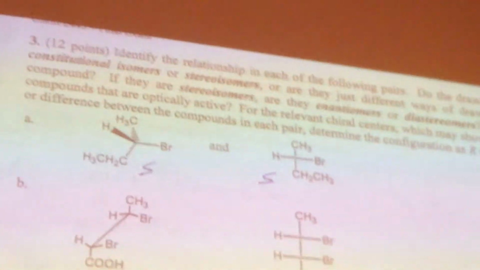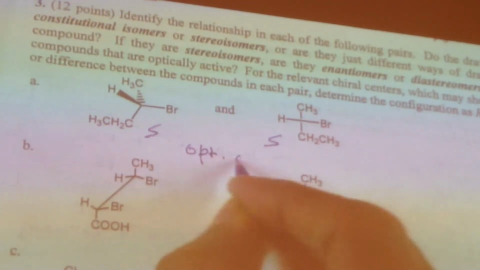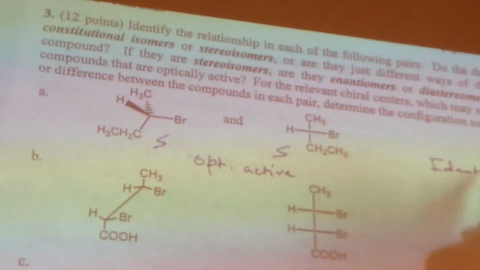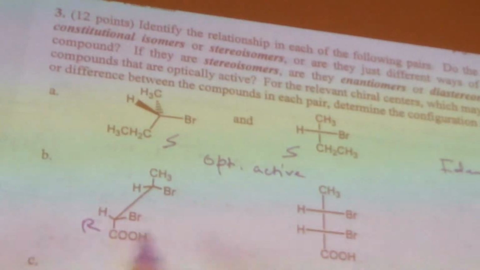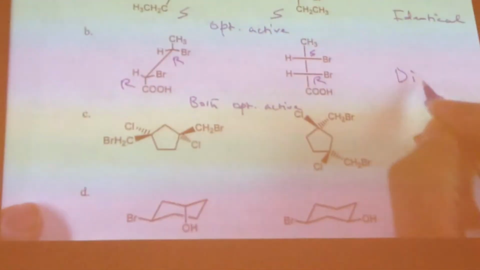Okay, so this is S and this is also S. It's optically active. This is therefore identical. This one is both R, and the other one, the top one is S, the bottom one is R. Again, both optically active. So these are diastereomers, obviously.